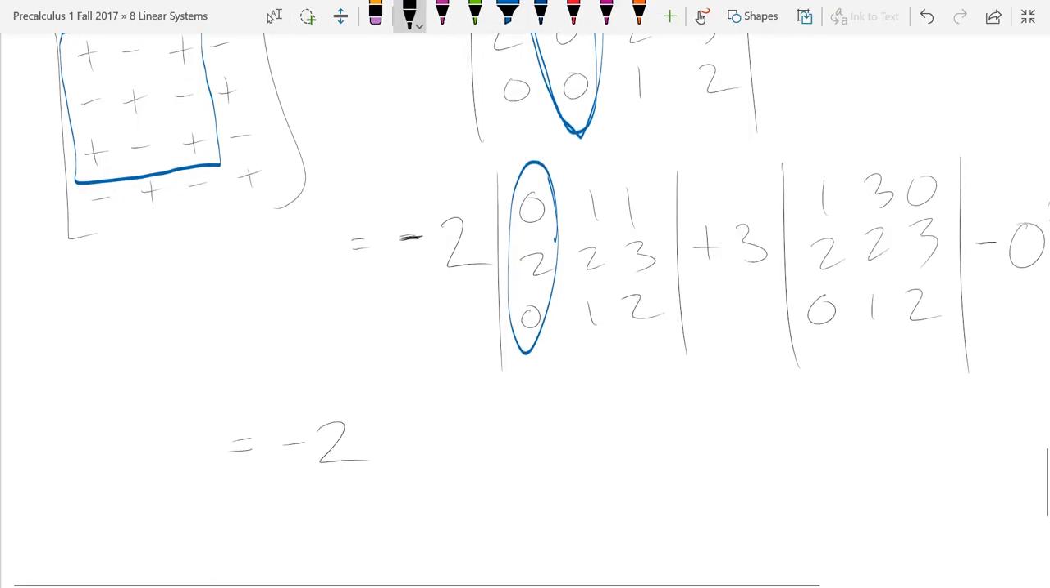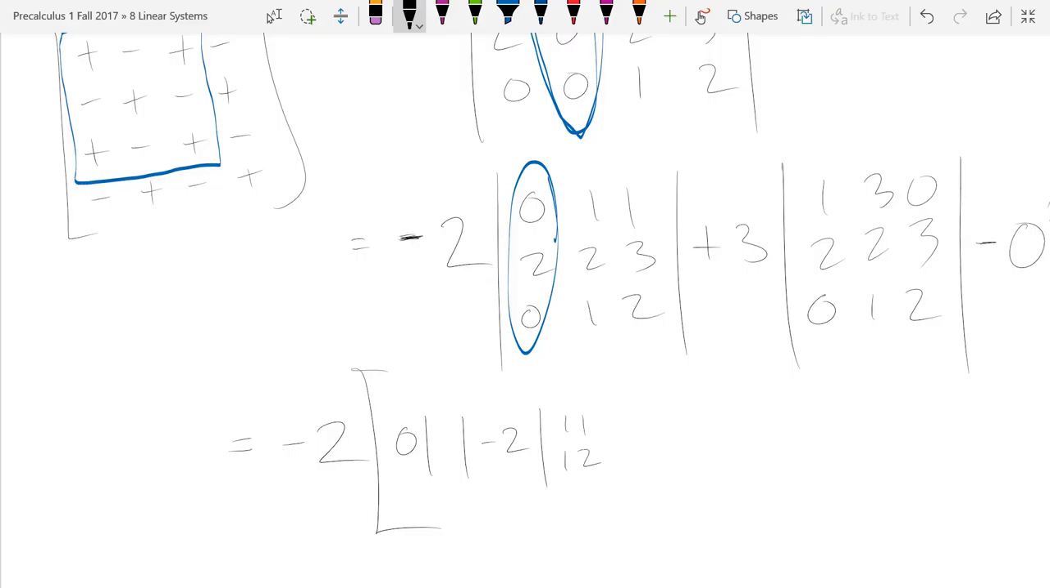So this is negative 2 times. Now we're doing an entire 3 by 3 determinant here. So it's 0 times a determinant I don't care about, minus 2 times a determinant of 1, 1, 1, 2, plus 0 times another determinant. I don't care about those two determinants.